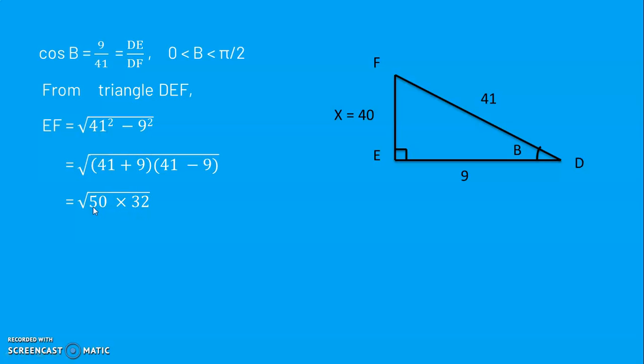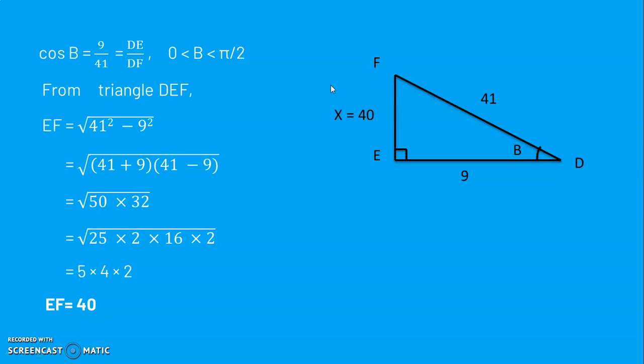So now we can write this 50 as 25 into 2 and 32 as 16 into 2. So 25 into 2 into 16 into 2. Root 25 is 5, root 16 is 4, and 2 into 2 is 4, so root 4 is 2. Okay, so now your EF is 5 into 4 is 20, 20 into 2 is 40. So now your EF is 40.